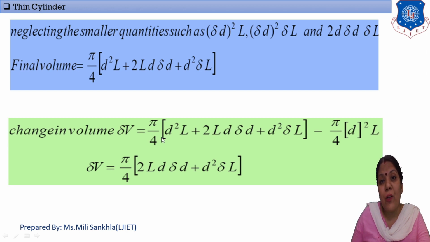Now what is final volume? π/4 d² L + 2L d δd + d² δL − π/4 d² L. Now one by one look at this. In π/4 d² L, this first term is cancelled. The remaining terms have π/4 common, so π/4 is separated out. Now the first term is cancelled out. The second term 2L d δd remains, and in the third term d² δL is also remaining.